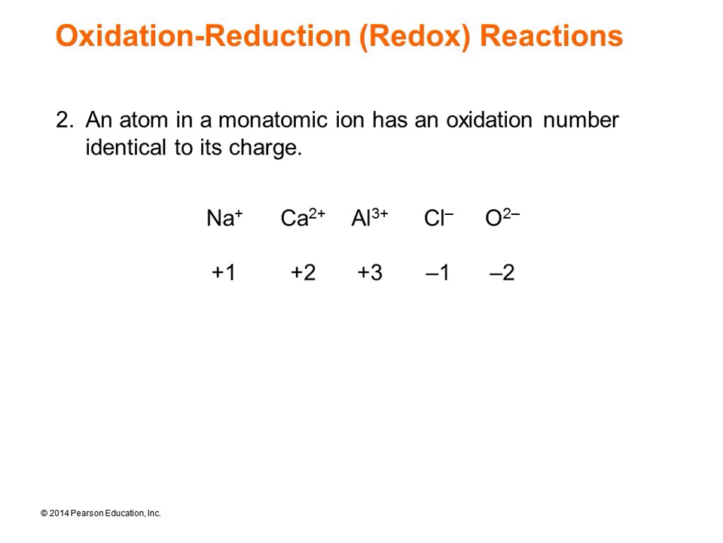An atom in a monatomic ion has an oxidation number identical to its charge. In other words, if you look at an ion, such as aluminum, with a +3 showing, guess what its oxidation number is? +3. If you see oxygen by itself with a 2 negative, guess what its oxidation number is? 2 negative. Calcium by itself with a +2 charge, guess what? Its oxidation number is +2.